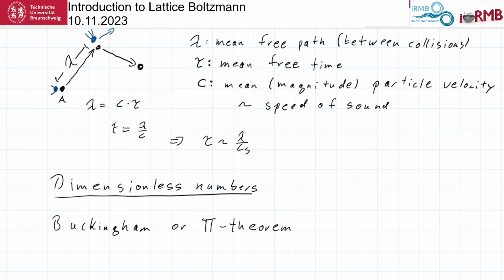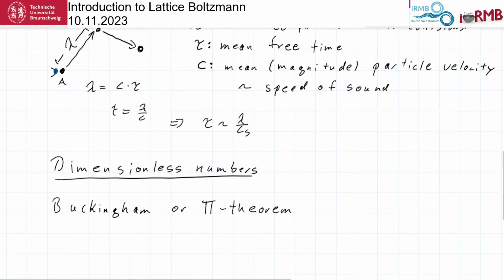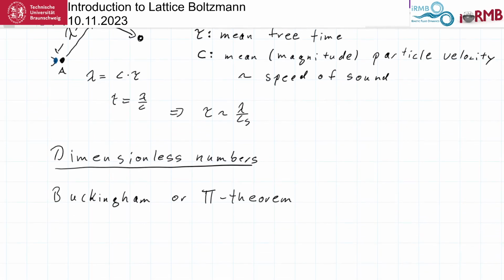So, okay, Buckingham and the pi theorem. Without going too much into the detail, it's just that natural systems can be described by their dimensionless numbers.